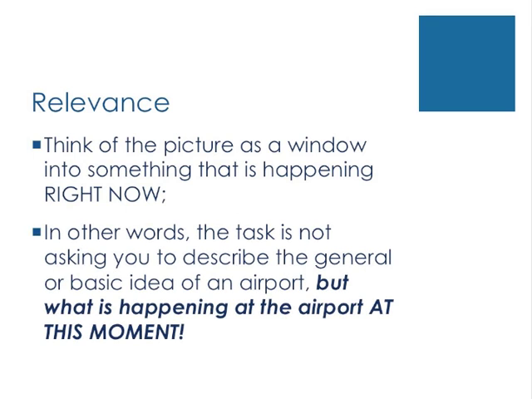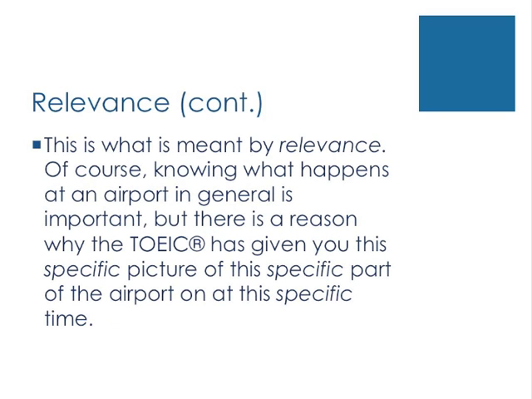So the idea here is the task is not asking you to describe the general or basic idea of an airport, but to think about what is happening at the airport at this moment. That's important. Again, the picture is not just telling you that we're at an airport, but what's happening at the airport at the moment. So this is what they mean by relevance. It's not just anything in the photo that relates to it. Of course, we need to know what happens at an airport in general. That's certainly important. But the reason the TOEIC has given you this picture is because they want this specific picture at this specific part of the airport at this specific time.